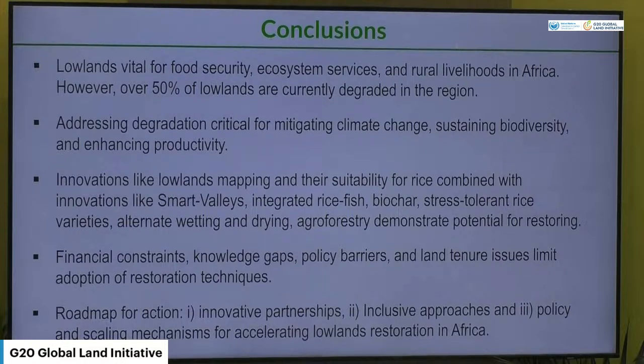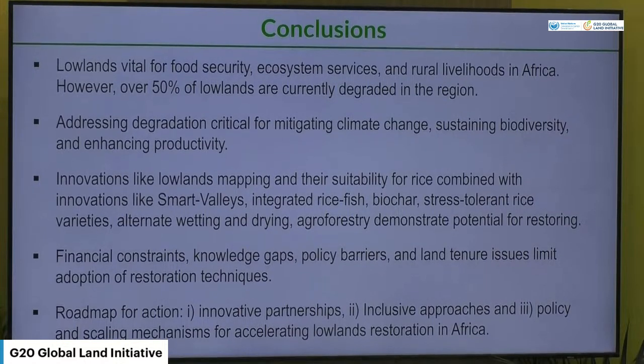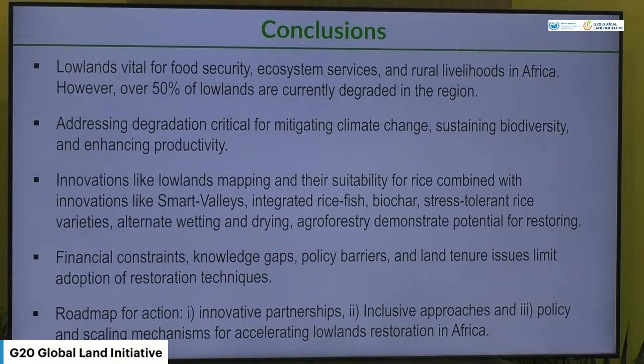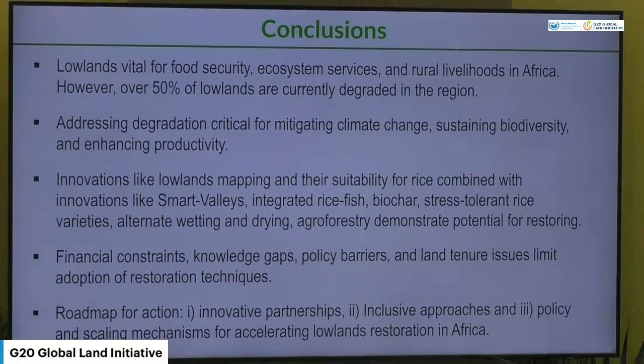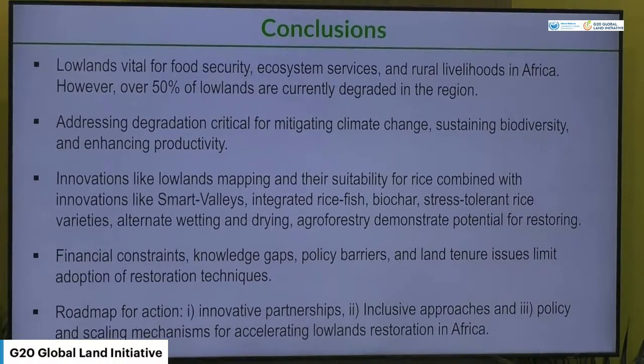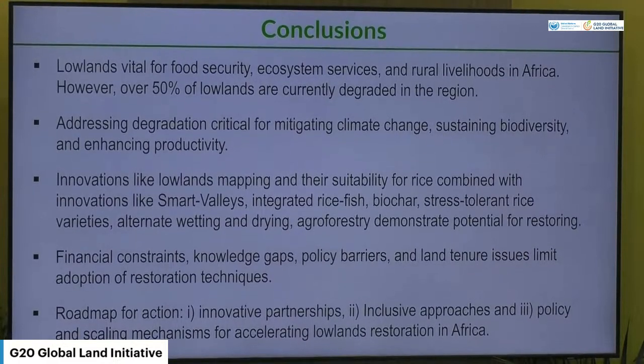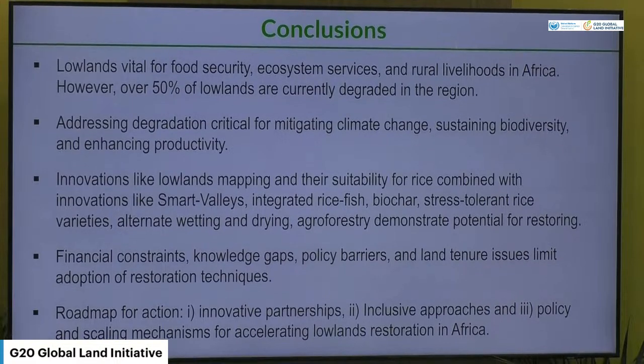Several innovations have been developed by AfricaRice, CGIAR partners, and also national partners that include lowland mapping and the suitability for rice, combined with innovations like smart valleys, integrated rice fish, biochar, stress-tolerant varieties, attenuating and dry agroforestry. And those innovations actually have demonstrated potential for restoring lowlands. However, financial constraints, knowledge gap, policy barriers, and land tenure issues are major constraints that need to be addressed for farmers to largely adopt the innovation.